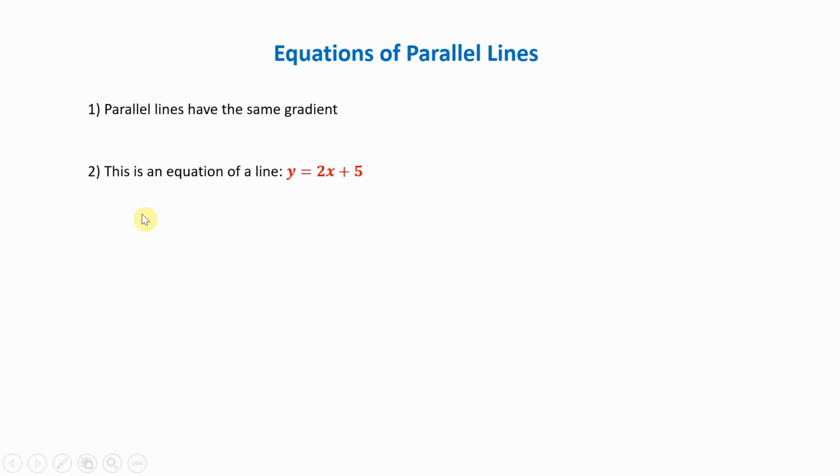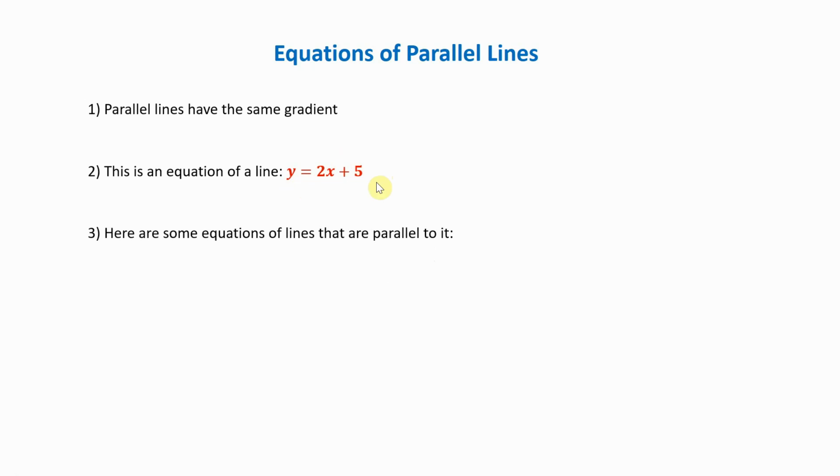And we take this example, y equals 2x plus 5. That represents a line that has a gradient of 2 and it cuts across the y-axis, or the y-intercept, at plus 5. Those two things are really important from this equation. Gradient of 2, y-intercept of plus 5.